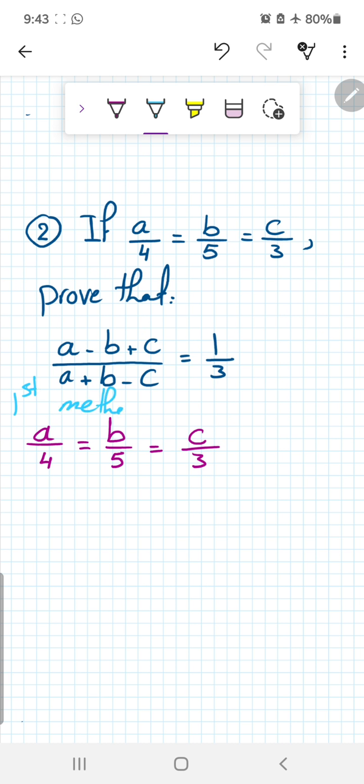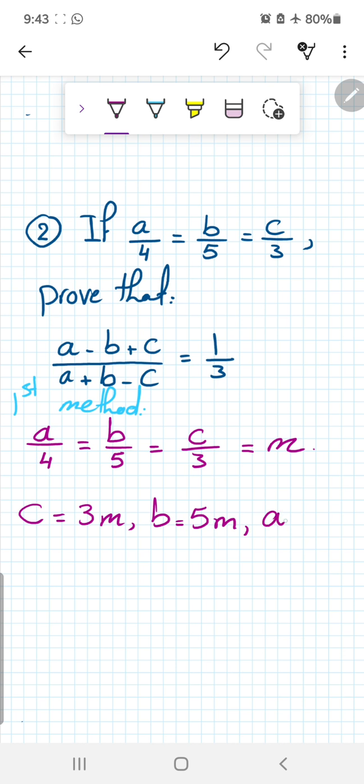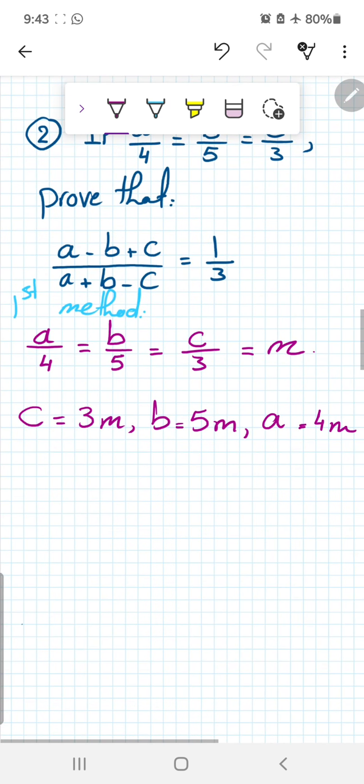The first method: we have A over 4 equals B over 5 equals C over 3, as we said, equals M. Okay, so from the last, C equals 3M, B equals 5M by cross multiplication, and finally A equals 4M. Okay, we want to prove that A minus B plus C over A plus B minus C equals one third.